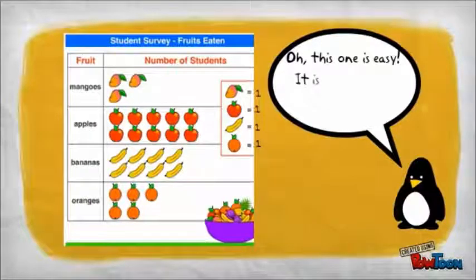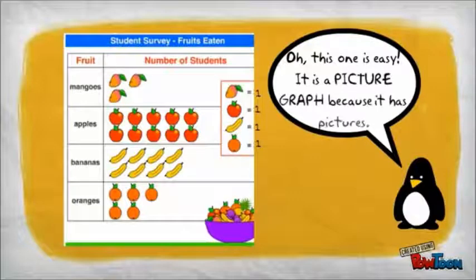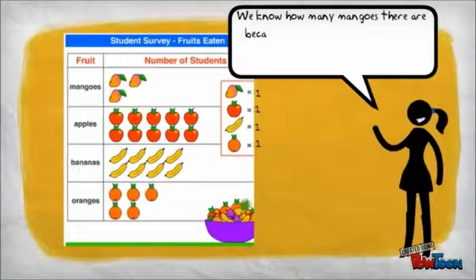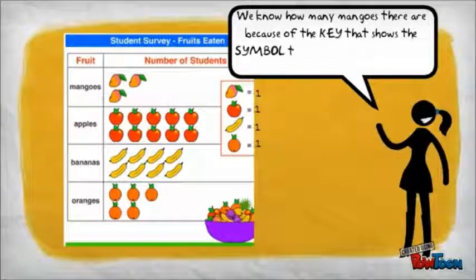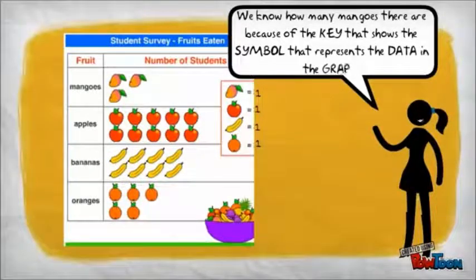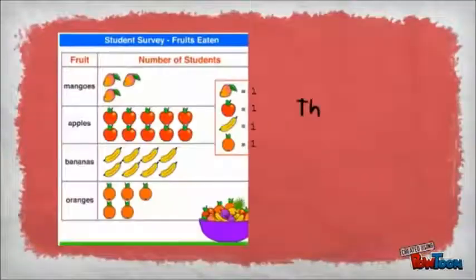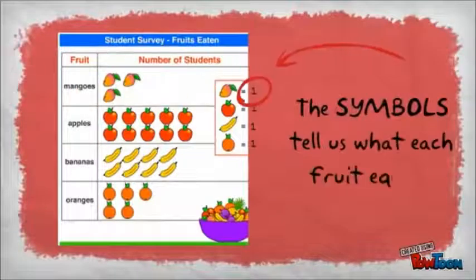Oh, this one is easy. It is a picture graph because it has pictures. We know how many mangoes there are because of the key that shows the symbol that represents the data in the graph. The symbols tell us what each fruit equals.